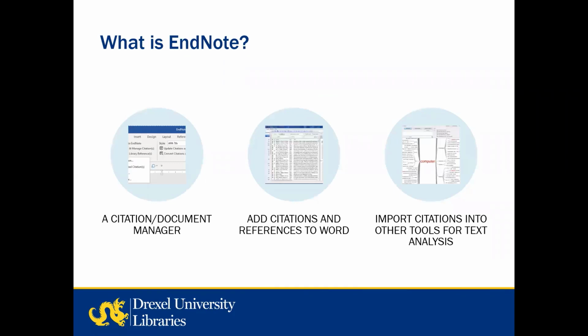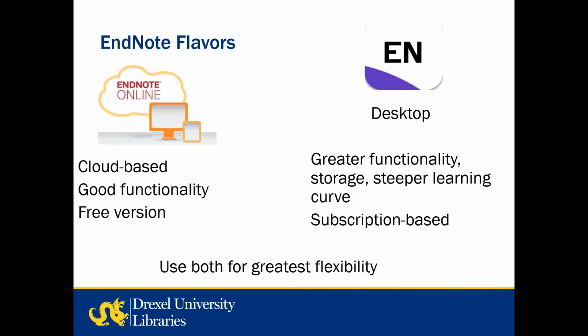So in case you're not familiar with EndNote, EndNote software helps you to organize citations you find in your research and to cite your references in Word in the style of your choice. It also makes it easier to use your references in other tools like NVivo. It comes in two flavors. There's the online version, also known as EndNote Web, and the desktop version called the Citation Manager, and we're going to be focusing on the Citation Manager today.